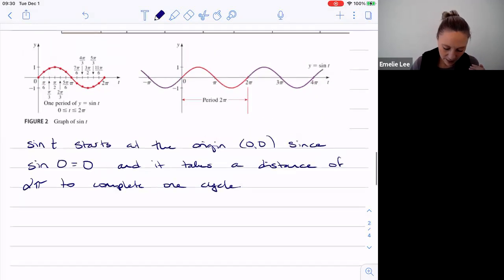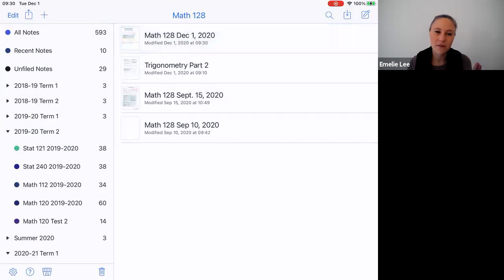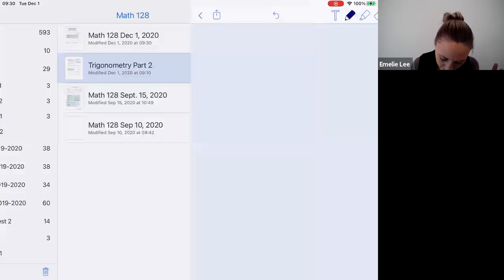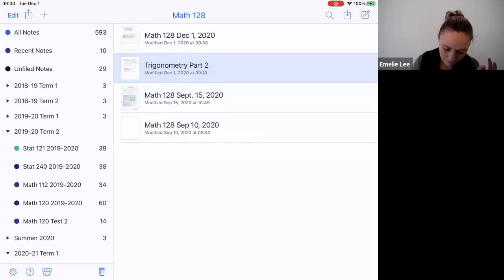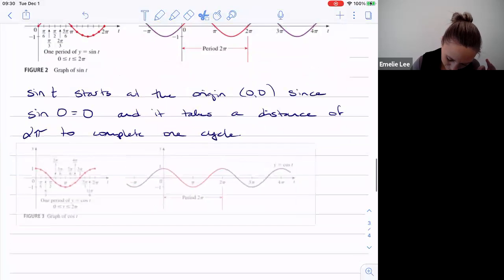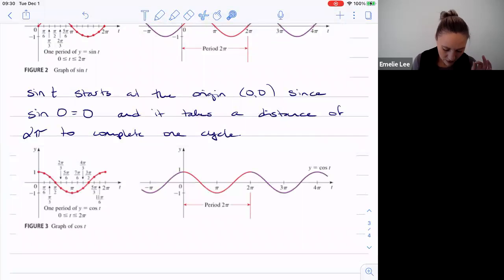So we can do the same thing with cosine, remembering that cos of 0 is 1. Now let's have a look at what that means for the graph. Cos of 0, so here at 0, is 1. So now we're starting up at 1. And then we move through quadrant 1, quadrant 2, quadrant 3, quadrant 4. It still takes us a distance of 2 pi to cover the whole cycle.